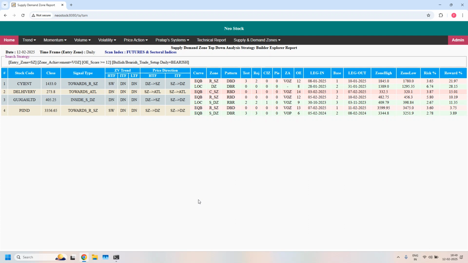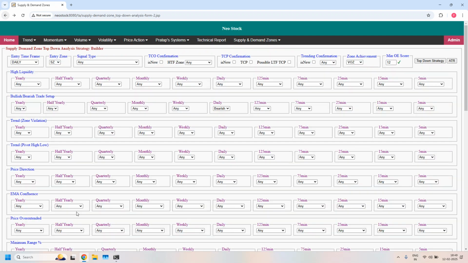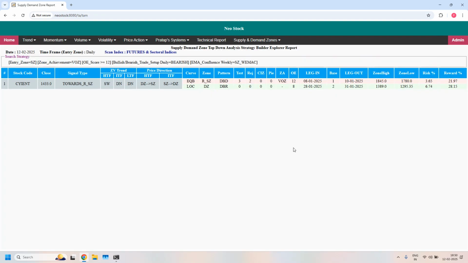And out of these four stocks, how many weekly supply zones are having weekly EMA Confluence? Let's verify. The EMA Confluence weekly time frame, I am setting the filter weekly supply zone having weekly EMA Confluence or not. We got one stock. So this is even more high probability trade setup supported.